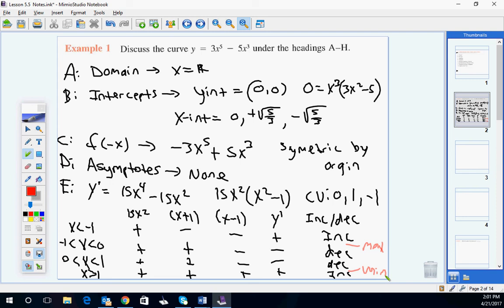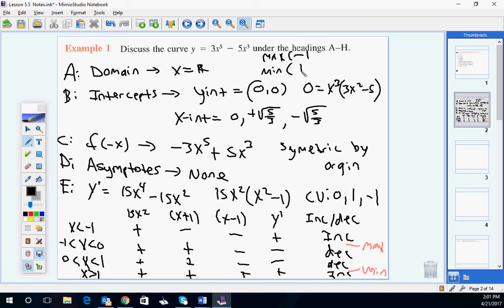So really quickly, before I change the page here, we'll just do the max and min right here. The max, we know, is going to be at, where's that happen? -1? The min happens at 1. So I'll plug those in quickly.